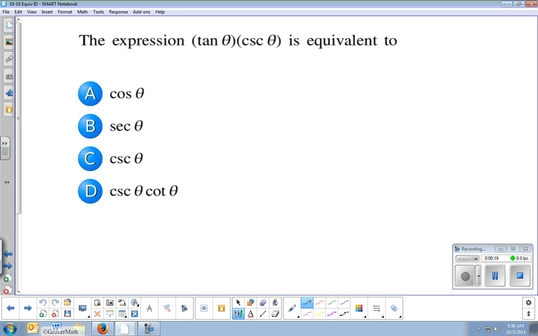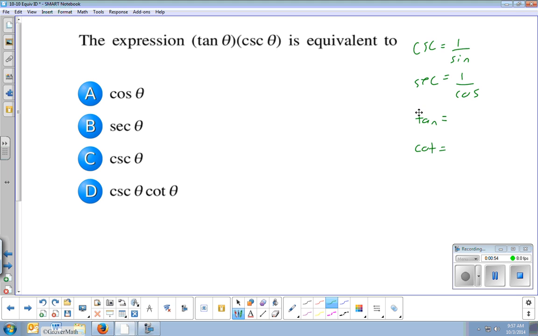The key to all this is remembering that cosecant can be represented as 1 over sine because it's the reciprocal of sine. Secant can be represented as 1 over cos. Cotangent can be represented as, well, actually, before I do cotangent, let me tell you about tangent.